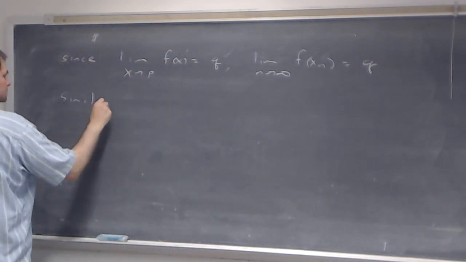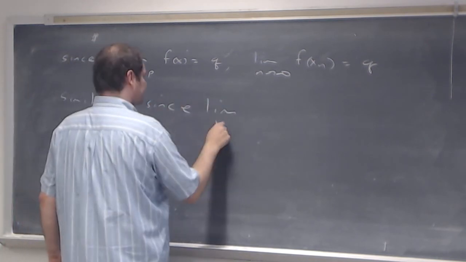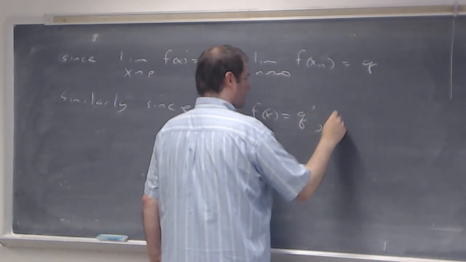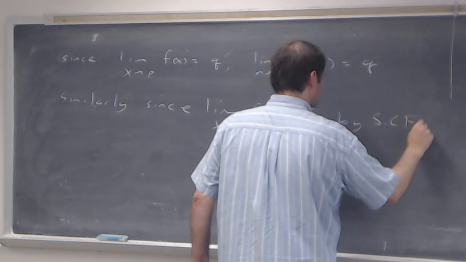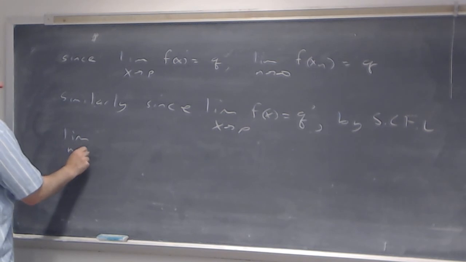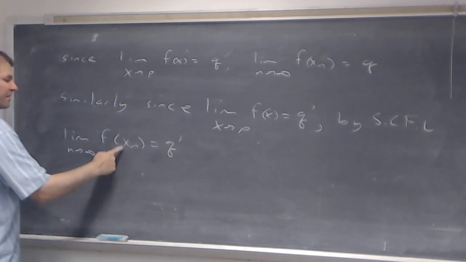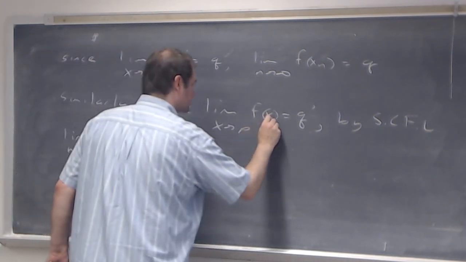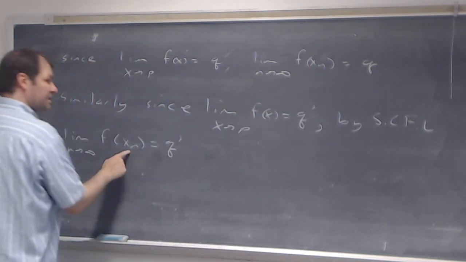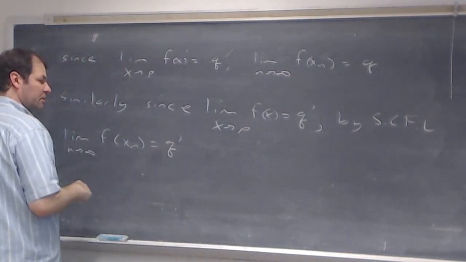Similarly, since the limit as x goes to p of f of x equals q prime, by the sequential criteria for function limits, the limit as n goes to infinity of f of the same sequence has got to be equal to q prime. Now these are the same sequences. Oh, I made a mistake. No, this is the same sequence. This sequence here and this sequence here are the same. And one of them goes to q and one of them goes to q prime.